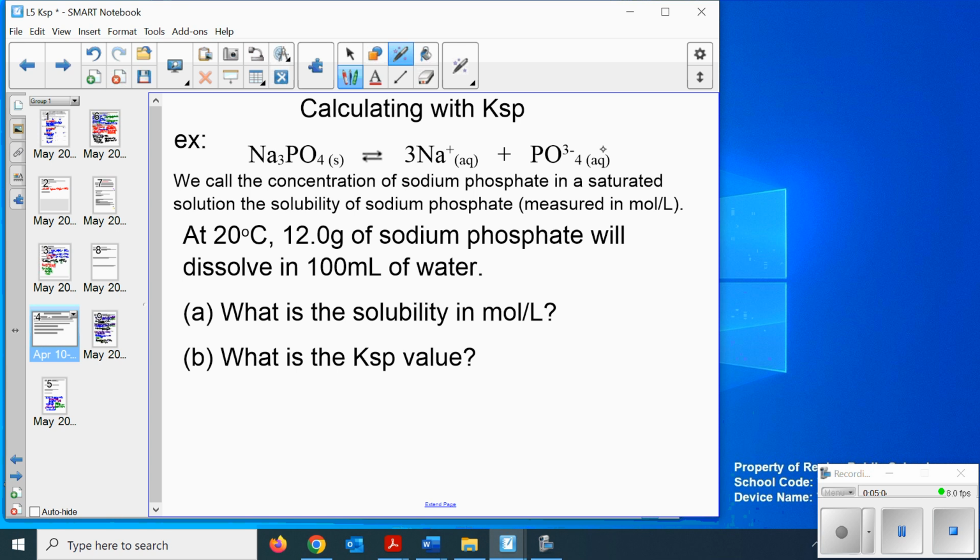20 degrees, 12-gram sample of sodium phosphate with 100 mils of water. I haven't actually given you the moles per liter. So, first thing, what's the solubility in moles per liter? Then we'll get to KSP business after that.